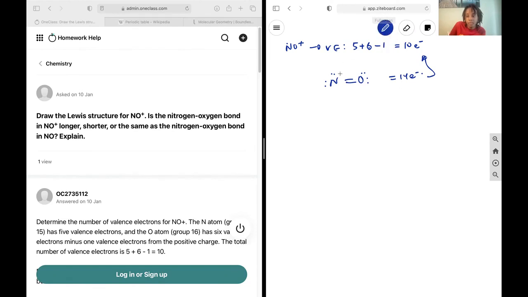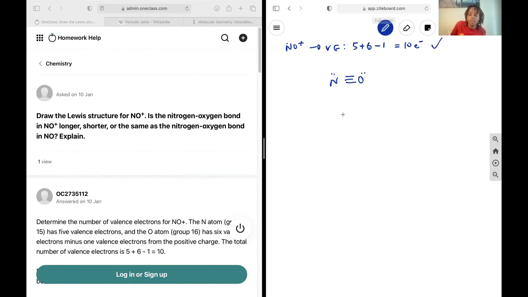And now we can begin to count. We have 2, 4, 6, 8, 10, 12. So again, now instead of having the 14, we have 12 electrons, which is still more than the 10 that we have been given. And so how we can fix this is to add another bond in between them. And now we have 2, 4, 6, 8, 10. And so all of our electrons are now accounted for.